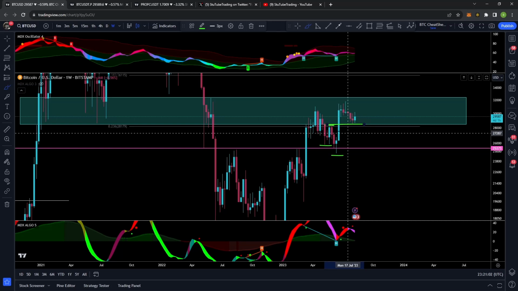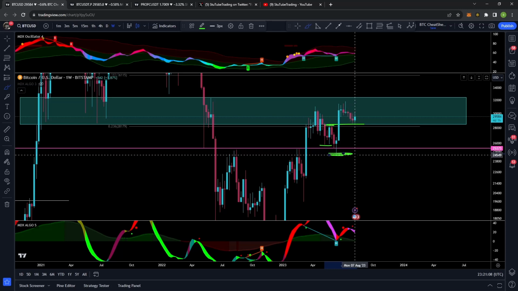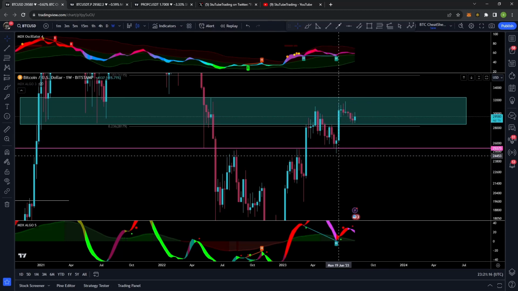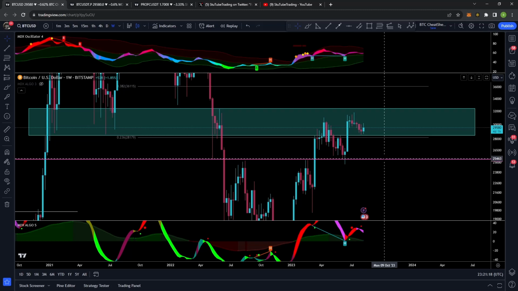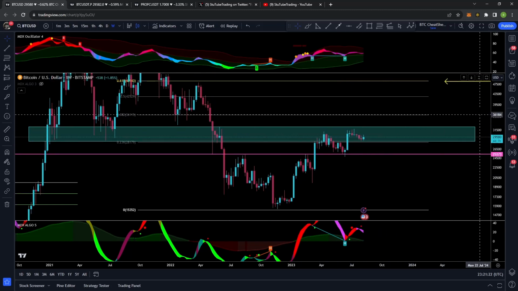But really, this structure wouldn't be broken unless we sweep this low down here, which is all the way down towards like 25K. So, I mean, Bitcoin has some breathing room before it flips very bearish on more of a macro time frame. So again, these are just kind of levels to watch for. I'm not specifically trading them, but just watching how we're acting and not getting a very harsh rejection.